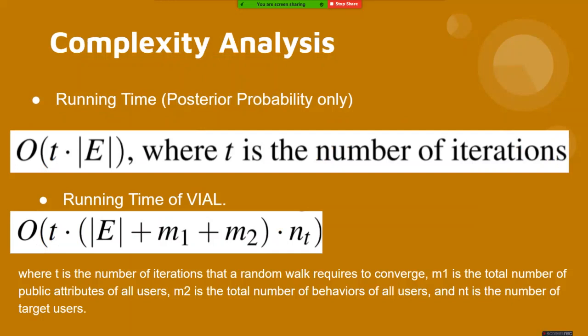The complexity analysis states this clearly. You can see from the order of the execution that our proposed model is faster because we have T times E, where T is the number of iterations and E is the number of edges. Here in Vial, we have T times E plus M2 plus NT. Even if you don't know what these are, you can easily see that the one upwards is less than the one underneath. However, M1 and M2 are the total number of attributes for users and total behaviors of users, and NT is just the number of target users.